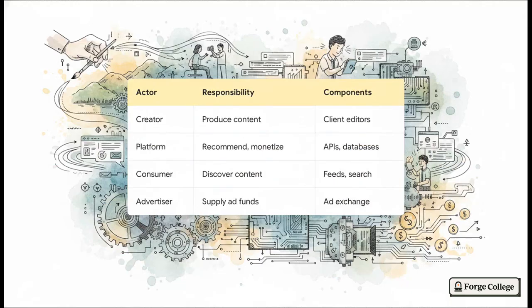The roles in our modern town square are rigidly defined. Creators produce content, consumers discover it, while the platform and advertisers sit entirely in the background. They're the ones carefully managing the algorithms and the underlying monetization infrastructure that keeps the whole thing running.